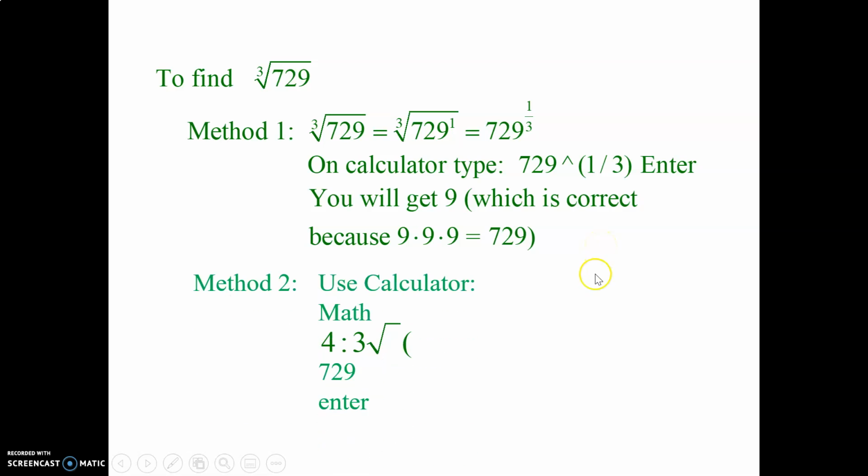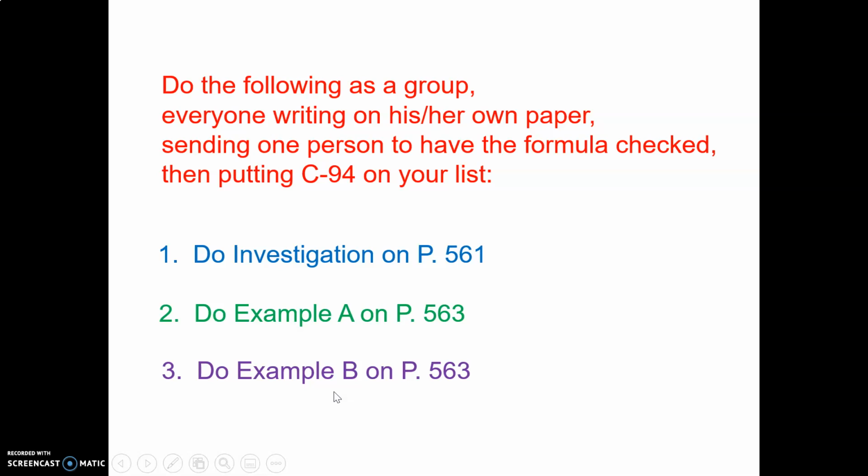Method number 2 is also on your calculator. In your calculator, there's a math key. When you press the math key and you go down to option number 4, it is the cube root symbol. So you press the cube root symbol, a parenthesis comes up, you put in 729, you can put another parenthesis if you want, you don't need it, and then press enter, and you'll get the same answer.